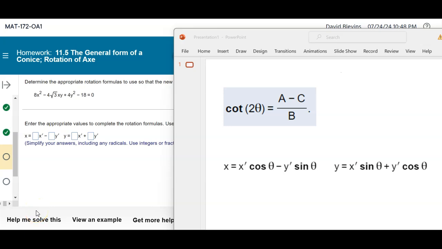Hey Tree Class, let's look at one of these rotation of axes problems. What we have to figure out is the angle that we've been rotated by, and then this will basically remove that rotation and get us back to horizontal and vertical, like we're used to seeing before this section. So when you see these XY terms, that means you've got a rotated conic.